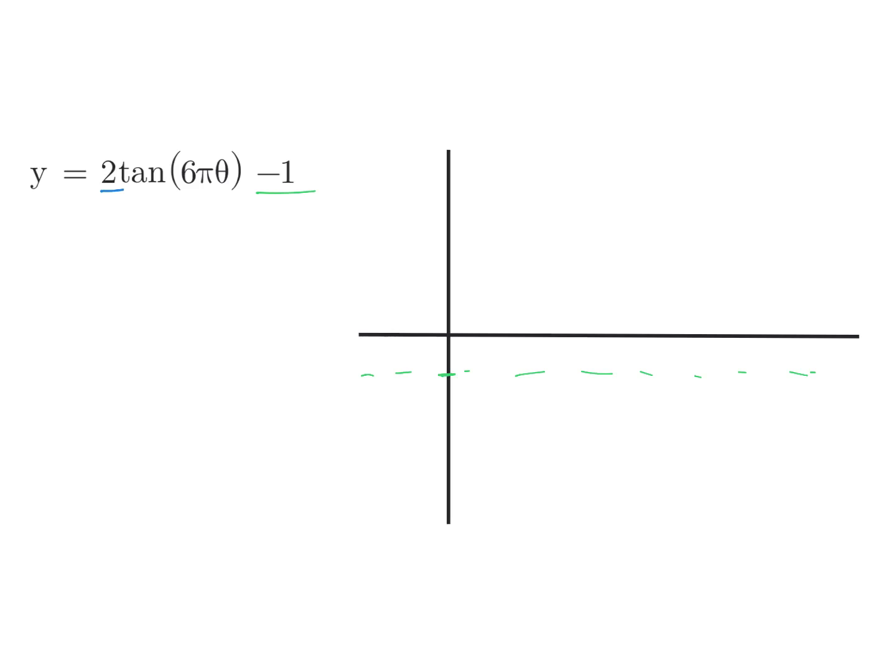Next, we're going to look at the amplitude of 2, which means we're going to go up and down 2 from our midline. All right. Next, we're just simply going to put a line out here and call that our period. So this is going to be that long.